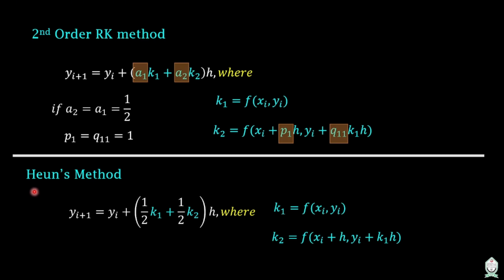And we have already discussed Heun's method. If you remember, in Heun's method, we calculated the next value of y from the initial value using this formula, where k1 is f(xi, yi) and k2 is f(xi + h, yi + k1h). Okay, what does it mean in the graph?